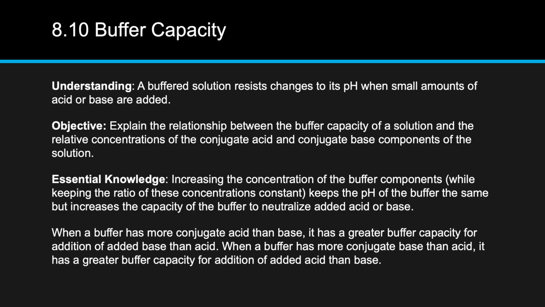We already know that buffers resist pH changes when small amounts of acid or base are added, but the deeper idea is that the amount of buffer components matters. So if we increase the concentration of both the weak acid and its conjugate base, while keeping their ratios the same, the pH will also stay the same, but the buffer becomes much better at neutralizing added acid or base. So that's what we mean by increasing buffer capacity.